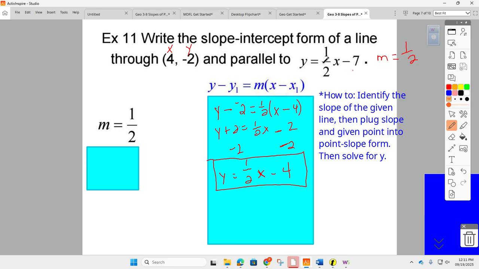So now the equation of a line that's parallel to the given line and goes through this point on the coordinate plane is this. You see the slopes are the same, but our y-intercepts are different. This one's going to go through the y-axis at negative 7. This one's going to go through the y-axis at negative 4. Any questions? All right.